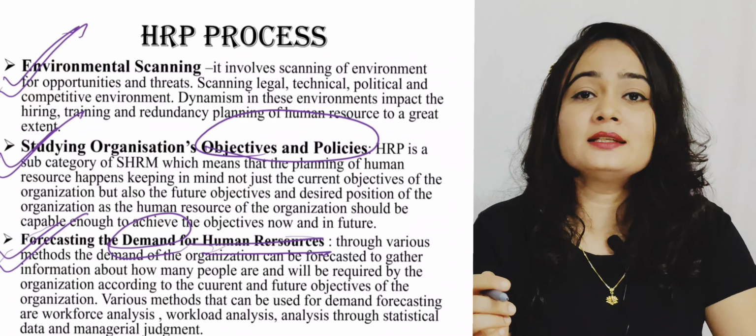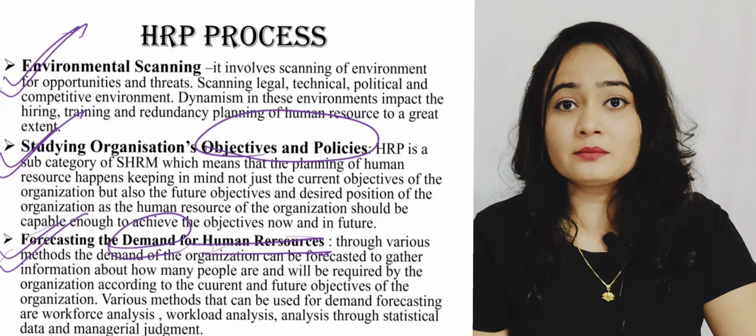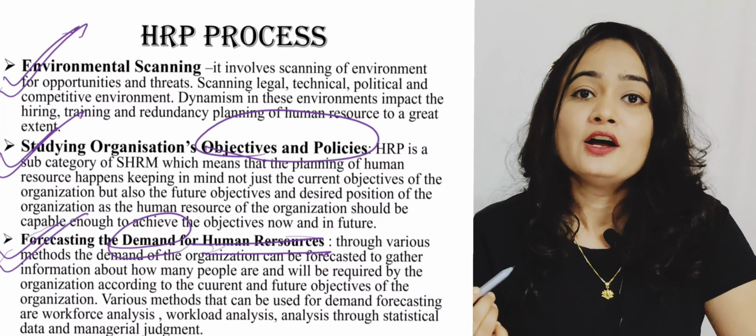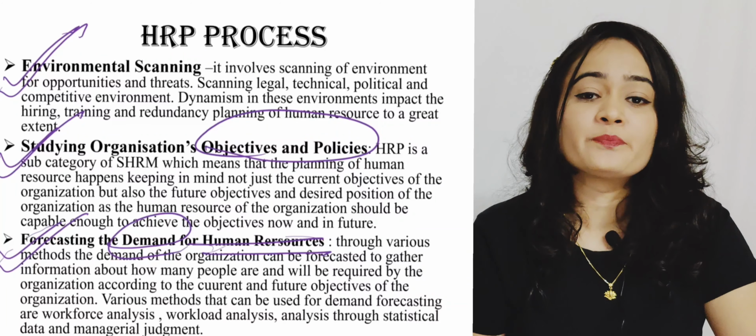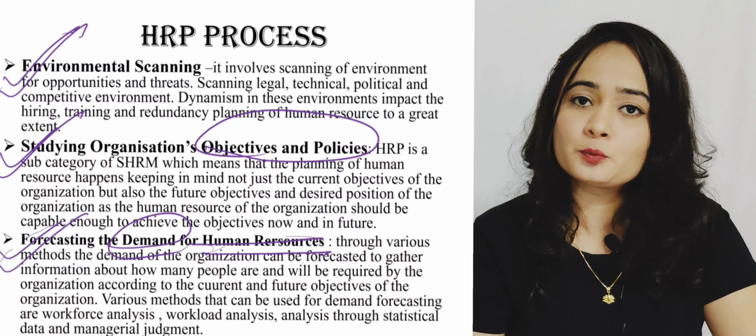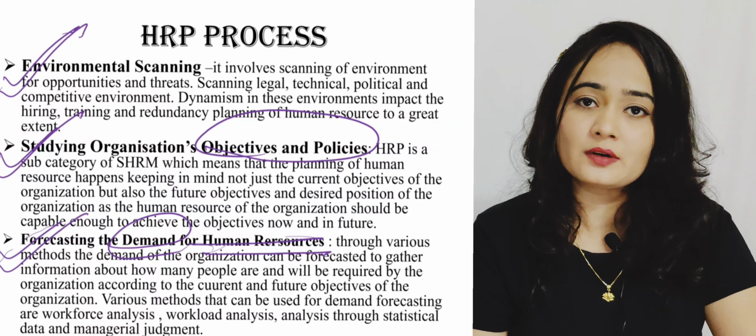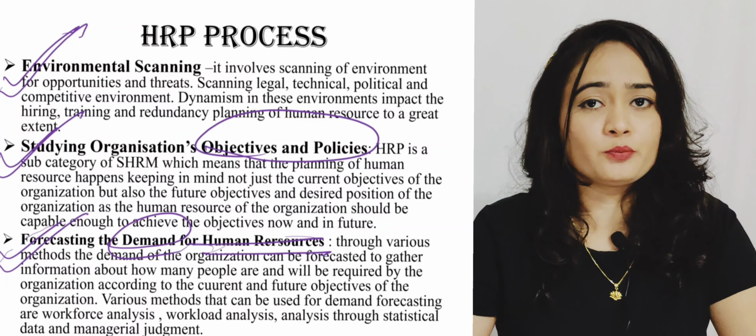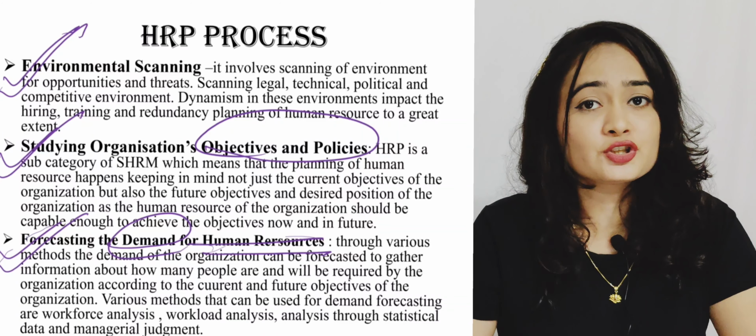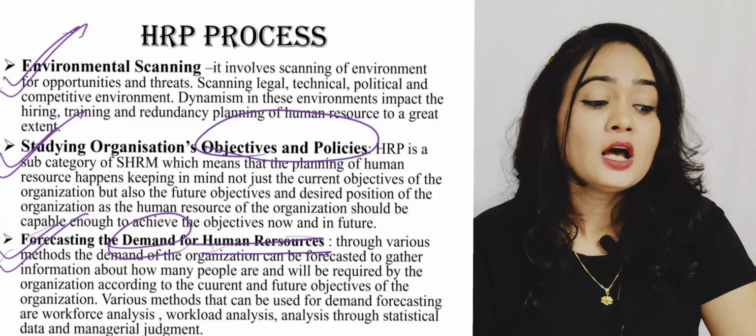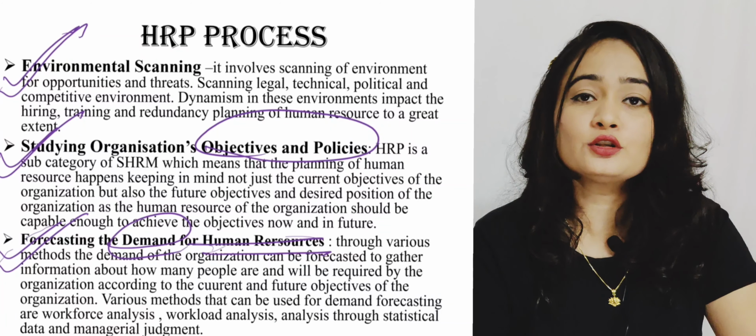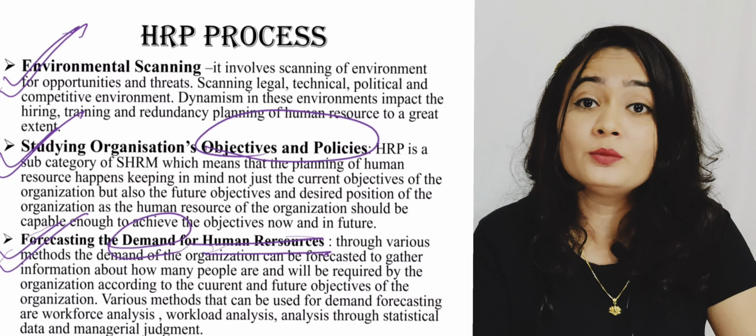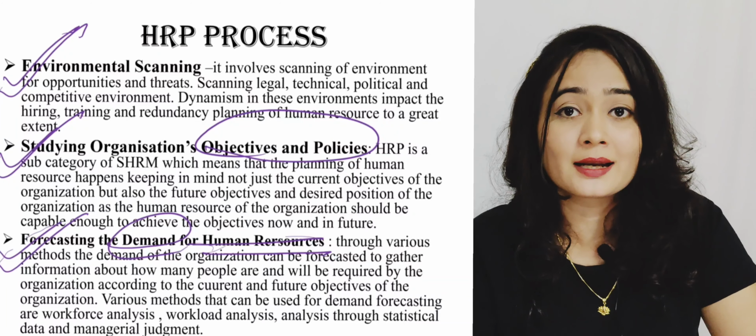Now we are forecasting the demand of human resource. That means after we have done the environmental scanning, we have come to know that the human resource present in the organization right now is not well equipped to reach the desired objective, the desired position that the organization wants to reach. So we will do a human resource forecasting, demand forecasting. What kind and what number of human resources are required by the organization?